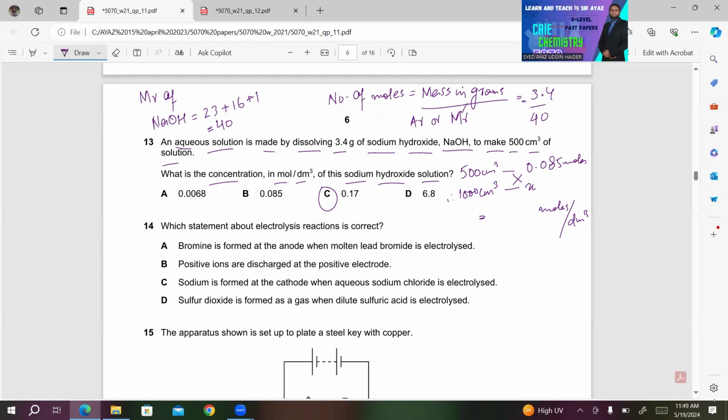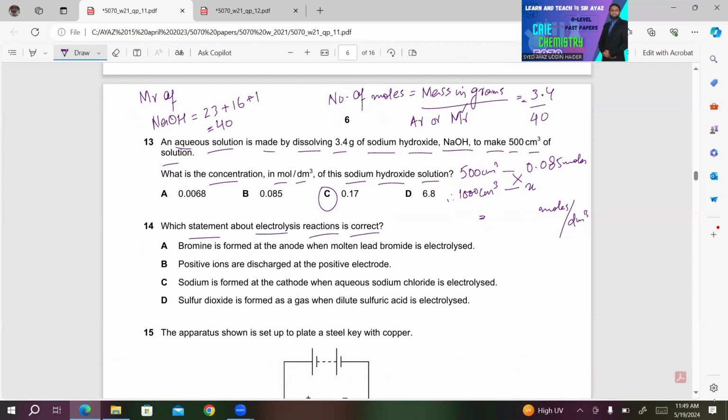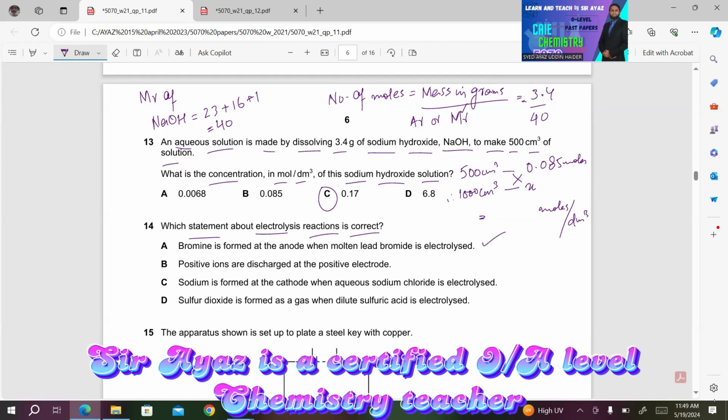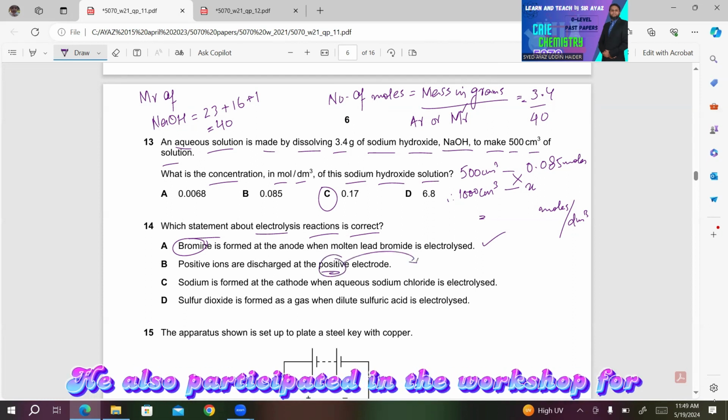Moving to the next question, number 14. Which statement about electrolysis reactions is correct? A. Bromine is formed at the anode when molten lead bromide is electrolyzed. This looks correct to me because whenever you electrolyze molten lead bromide, bromine is produced at the anode. For your convenience, I am reading the other choices also. B. Positive ions are discharged at the positive electrode. This is wrong. This must be the negative electrode.